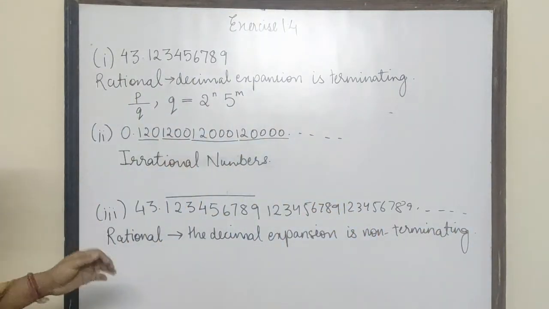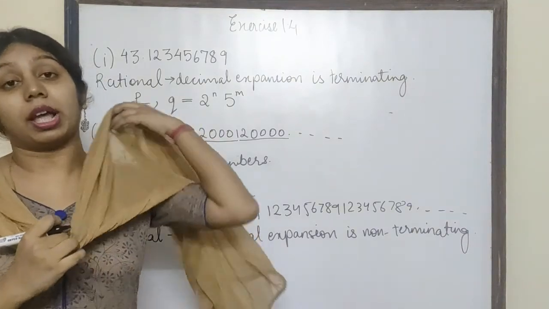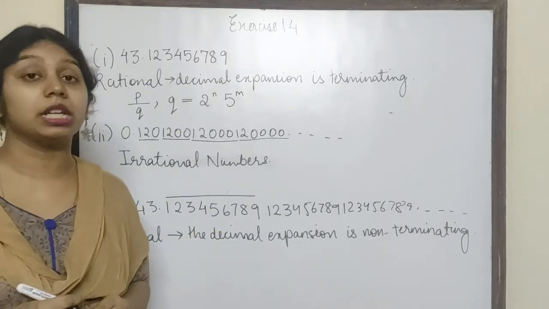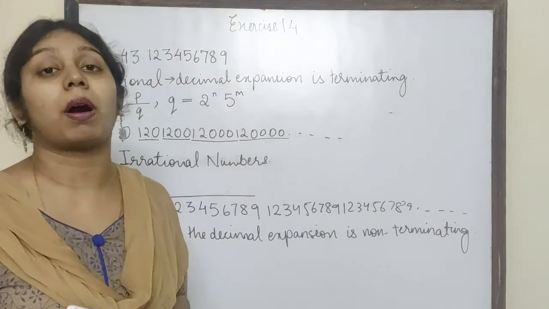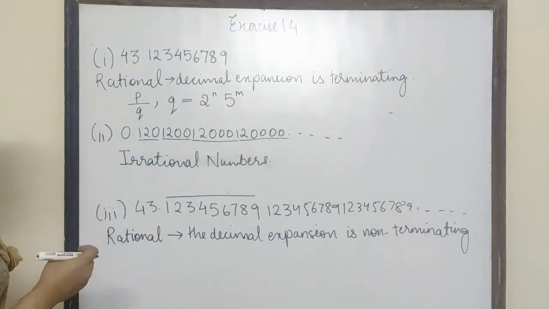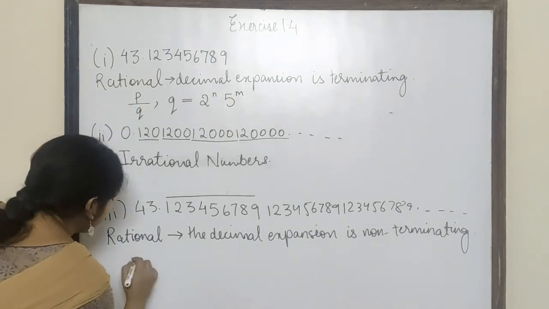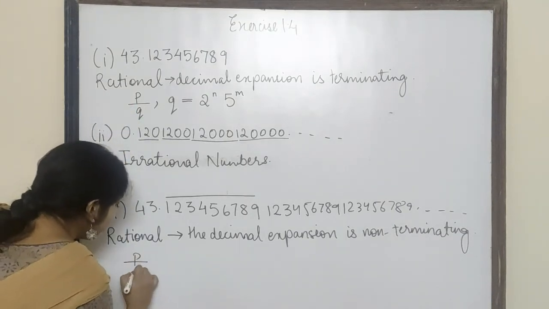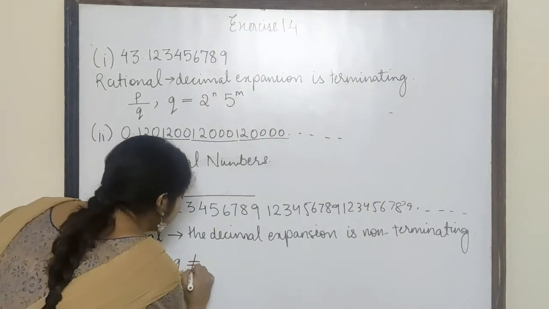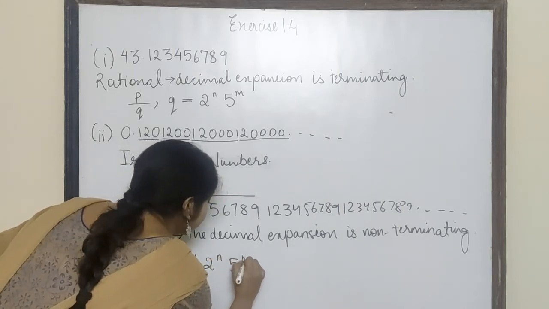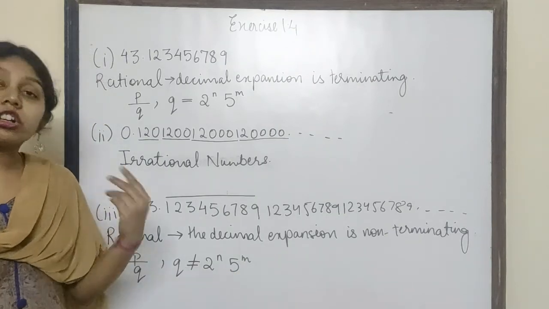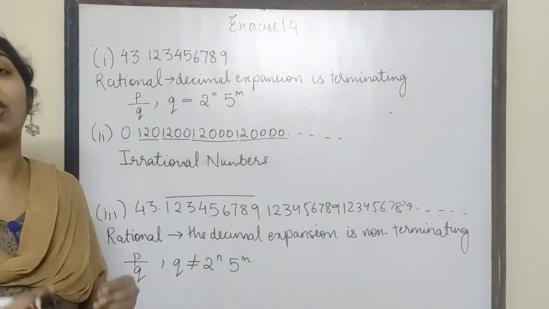The decimal expansion is non-terminating. With theorem 1.7 we have learned that whenever the decimal expansion is non-terminating, then q cannot be written in the form of 2 to the power n, 5 to the power n. So over here we are going to write rational number. This rational number is definitely in the form of p by q, but q is not equal to 2 to the power n, 5 to the power n, or just simply 2 to the power n, or just simply 5 to the power n.